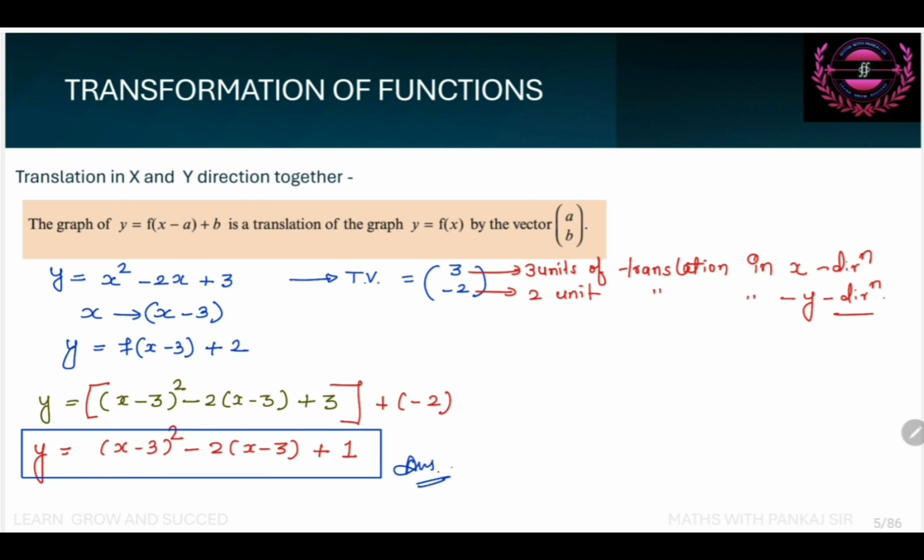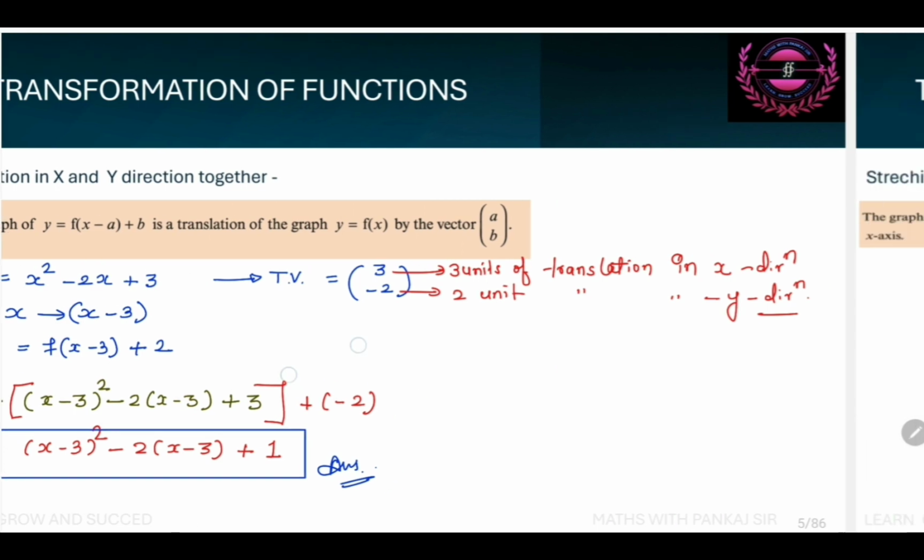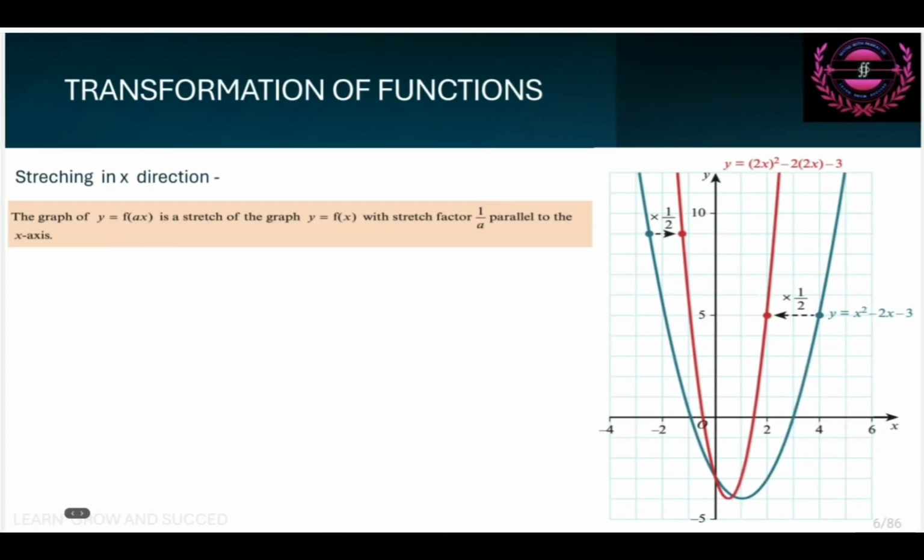Let's move to the next slide. Stretching in the x direction. The graph of y equals f(ax) is a stretch of the graph y equals f(x) with a stretch factor of 1 by a parallel to the x-axis.